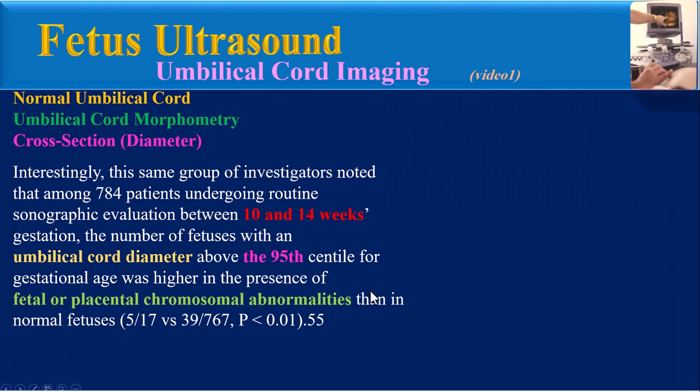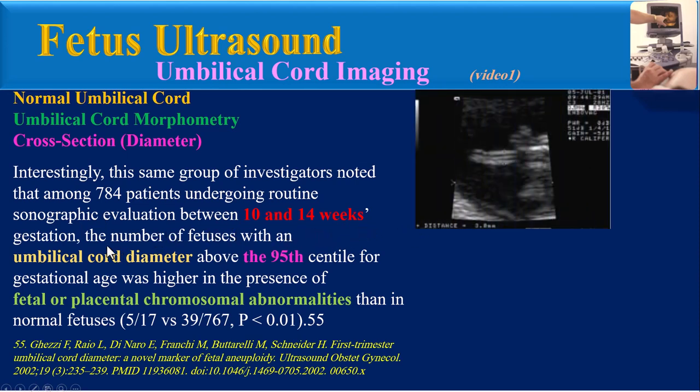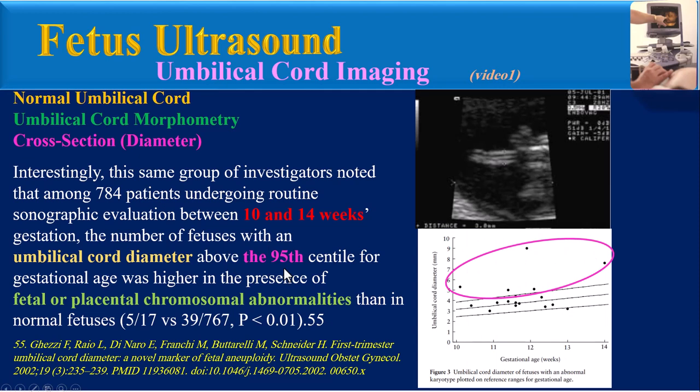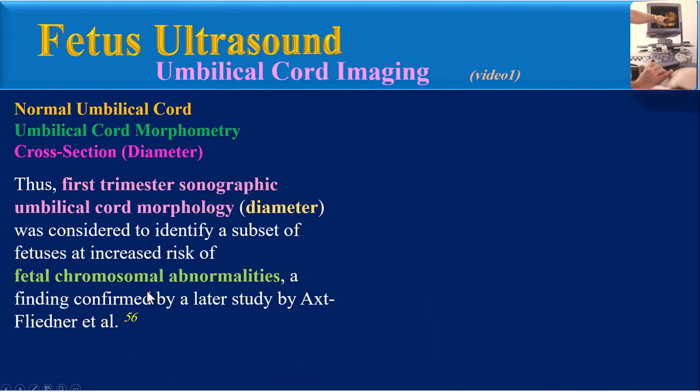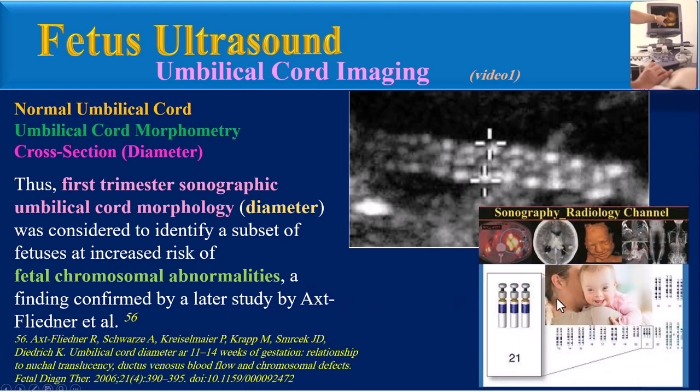Interestingly, this same group of investigators noted that among many patients undergoing routine sonographic evaluation between 10 and 14 weeks gestation, the number of fetuses with an umbilical cord diameter above the 95th centile for gestational age was higher in the presence of fetal or placental chromosomal abnormalities than in normal fetuses. Thus, the first trimester sonographic umbilical cord morphology or diameter was considered to identify a subset of fetuses at increased risk of fetal chromosomal abnormalities, a finding that was confirmed by later studies.